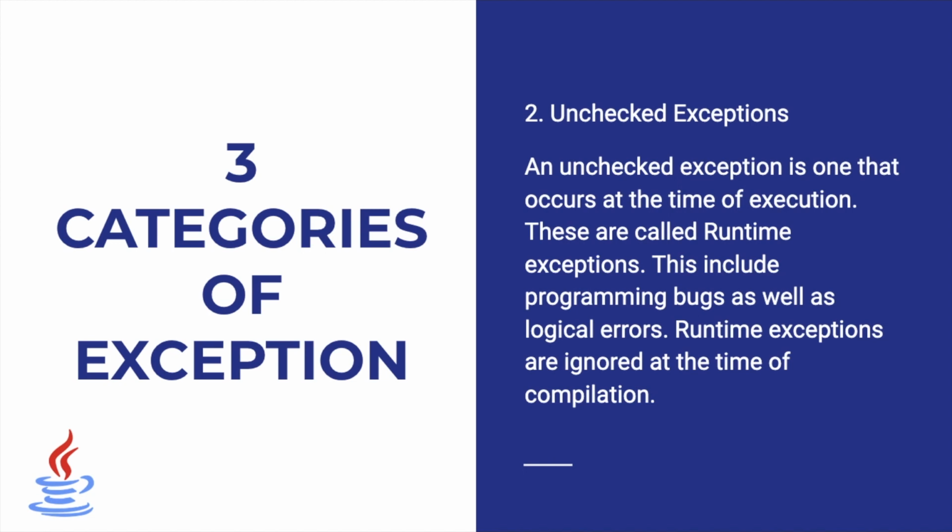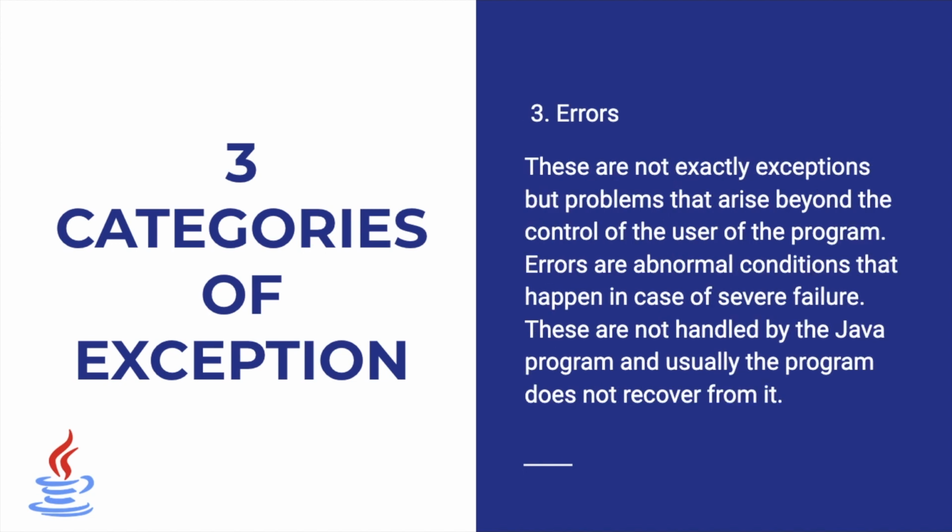And the third one we want to look at is not really an exception per se, but these are abnormal conditions that can happen in case of a severe failure. These are not usually handled by the Java program, and the program usually does not recover from this type of problem, which is called errors. So errors are usually abnormal conditions that happen during execution of a program, most likely due to the programmer's fault, so it's beyond the user's control.